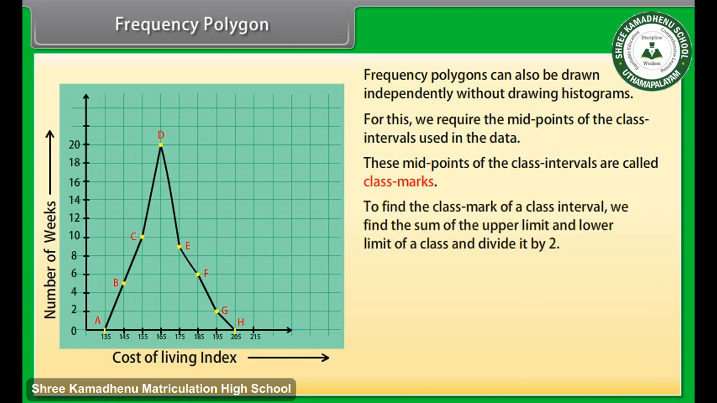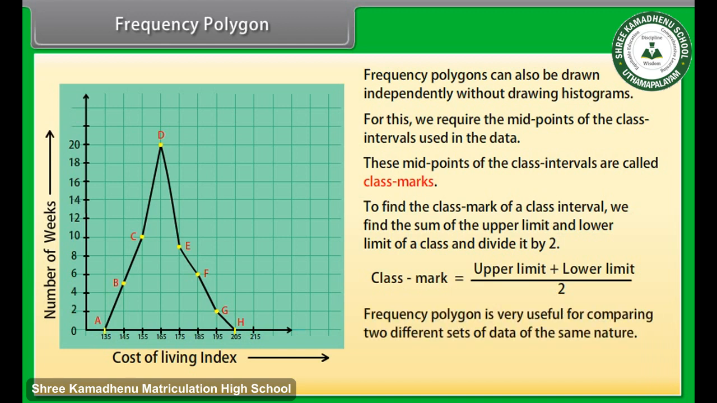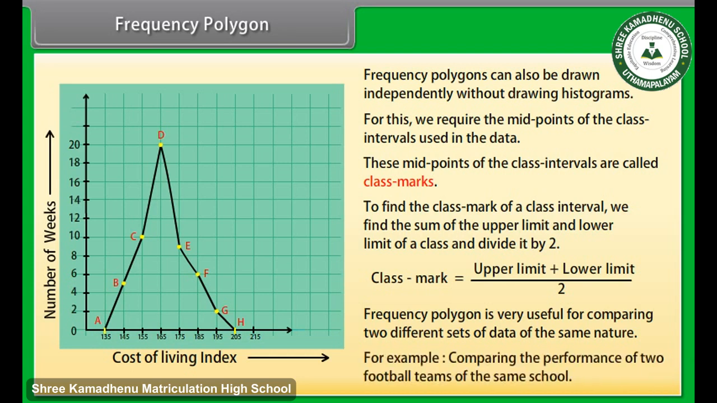To find the class mark of a class interval, we find the sum of the upper limit and lower limit of a class and divide it by 2. Thus, class mark is equal to (upper limit plus lower limit) upon 2. Frequency polygon is very useful for comparing two different sets of data of the same nature. For example, comparing the performance of 2 football teams of the same school.